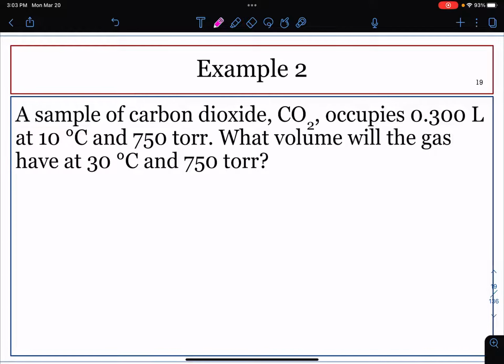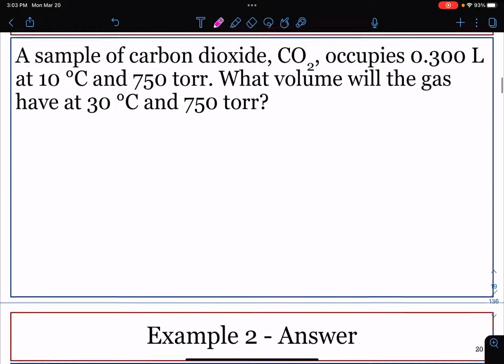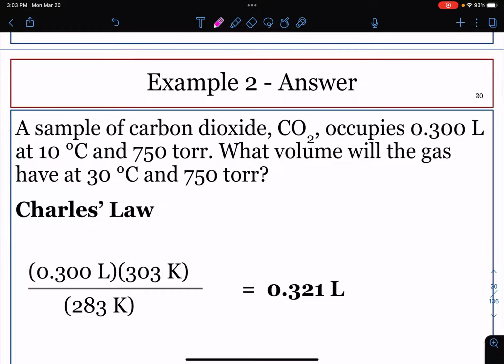See if you can pause and work this problem out before seeing the answer. We're going to use Charles' law here, which says V1 over T1 is equal to V2 over T2, and that's because even though we were given a value for pressure, 750 torr, that's the pressure unit, the pressure did not change, so pressure was constant. So we can just leave out the variable of pressure, and we're left with just volume and temperature changing. Plug in our values, and we get 0.321 liters.